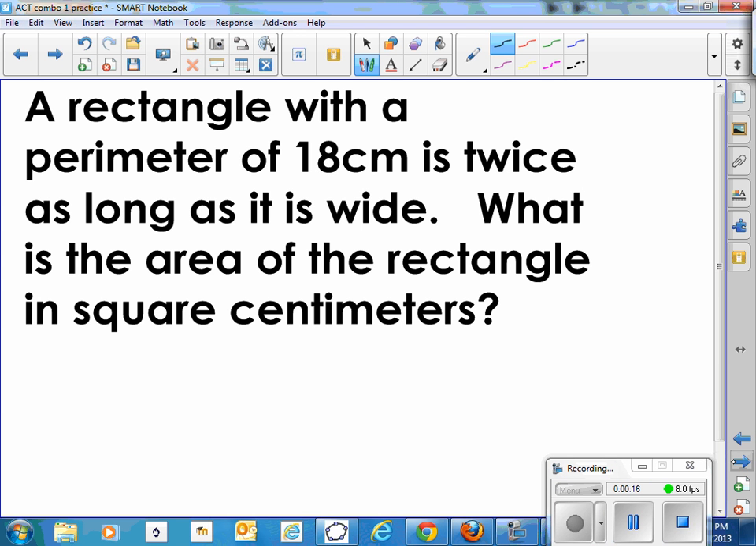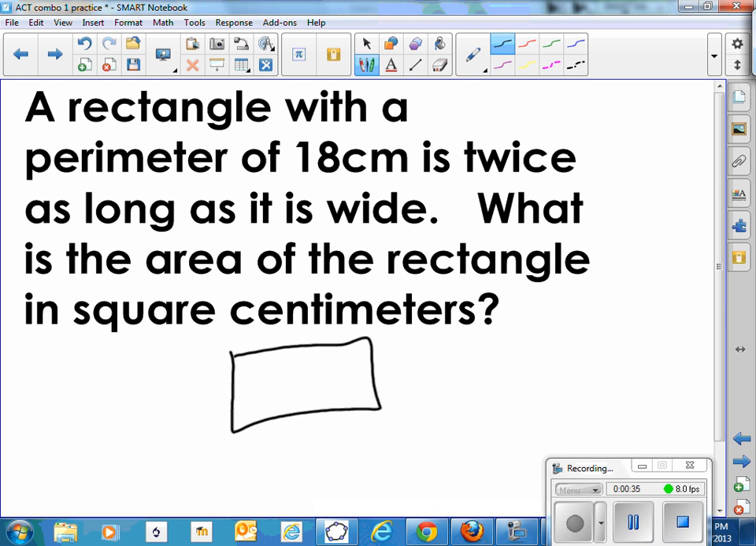Here's one. A rectangle with a perimeter of 18 centimeters is twice as long as it is wide. What is the area of the rectangle in square centimeters? You might want to pause this and try it on your own. Okay, if you haven't been able to do it on your own, or maybe you found a way, here's the way I did it.